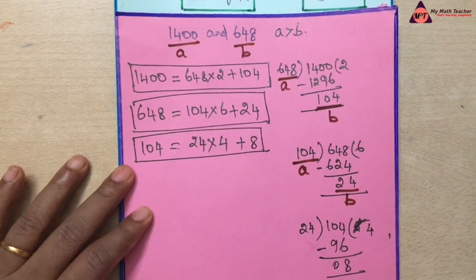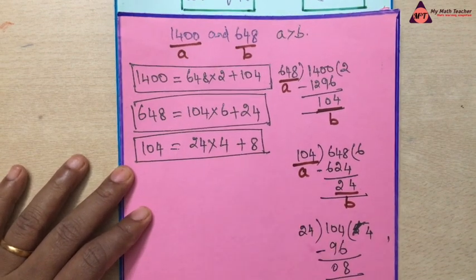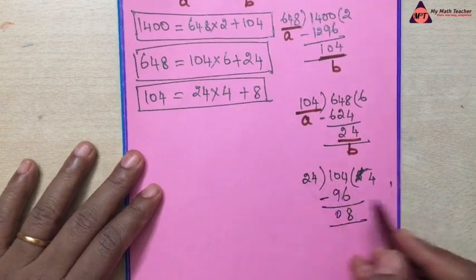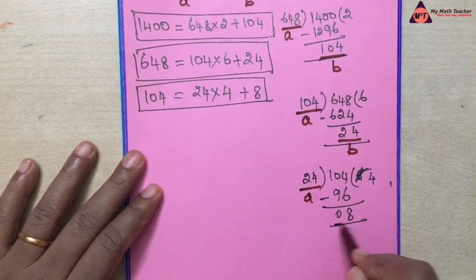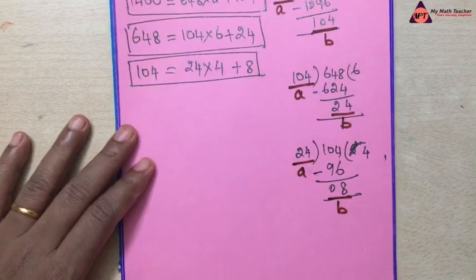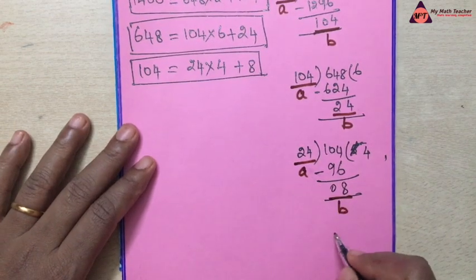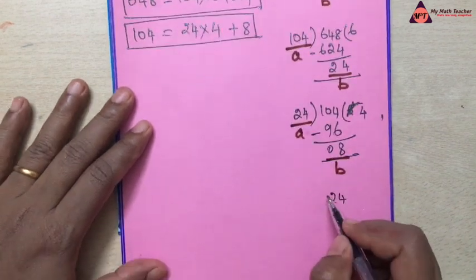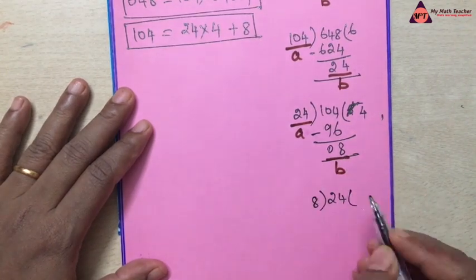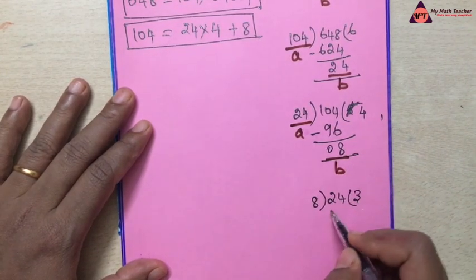Now again the remainder is not equal to 0. We have to do the division again. So this is A now and this is B. Now I think this will be the final step. So 24 is divided by 8. So 3 8s are 24.